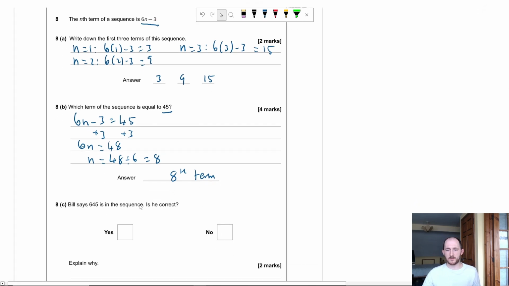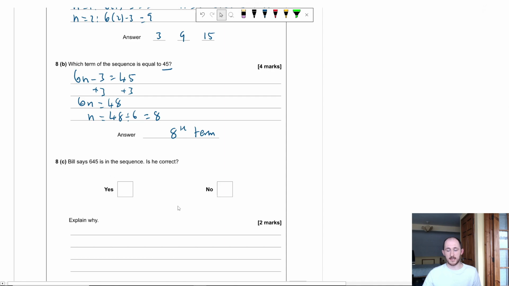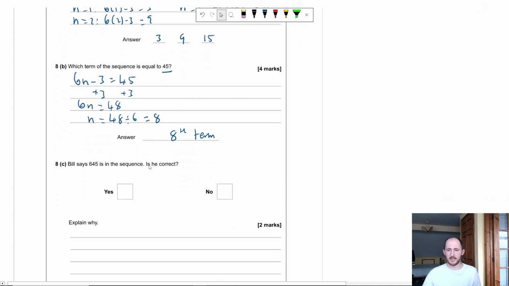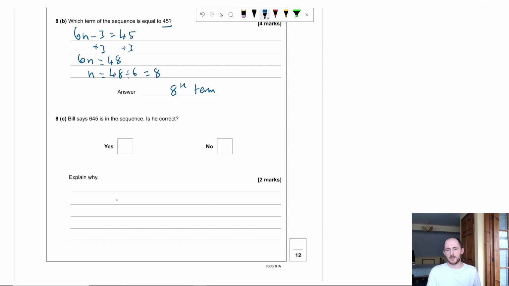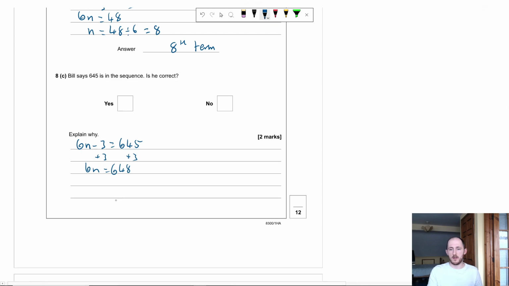Bill says 645 is in this sequence. Is he correct, yes or no? Well, again, I'm going to do the same thing I just did. I'm going to make this equation equal to 645. So 6n minus 3 equals 645. Yeah? Add 3 to both sides. 6n equals 648. Now, I'm going to show you a trick.